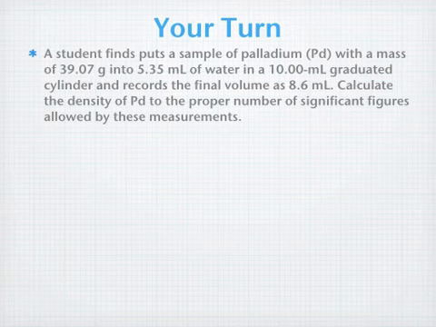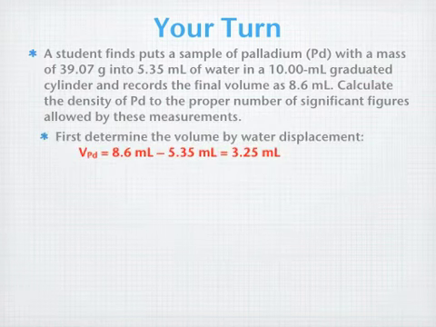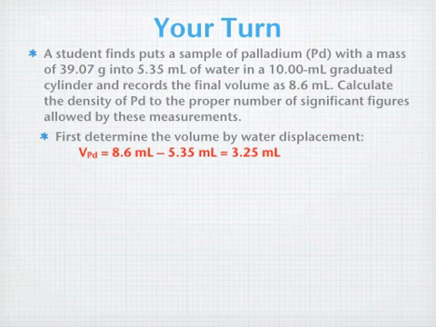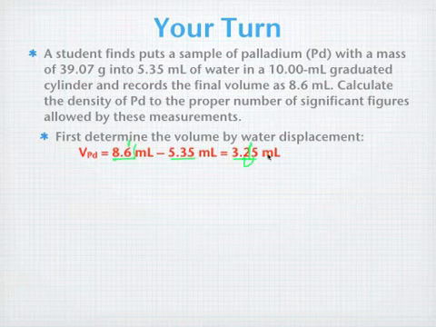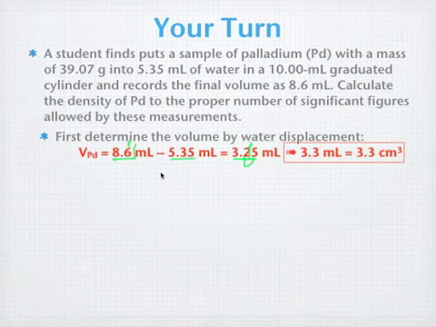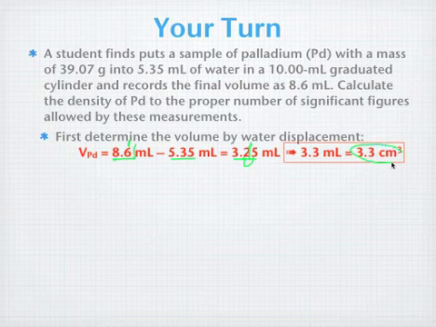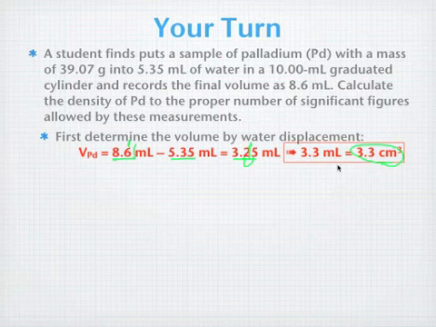And we're back. So how did you do? First, we're going to determine the volume of the metal by water displacement. Now, when we do the math, we get 8.6 minus 5.35 is equal to 3.25 milliliters. But did you notice that this final volume only goes out to the tenths spot? So we have to round this to the tenths spot. The 5 rounds a 2 up, and we get a volume of 3.3 milliliters, which, if you remember correctly, for solids is the same as cubic centimeters. So we're going to use the cubic centimeters in the density part of the equation.